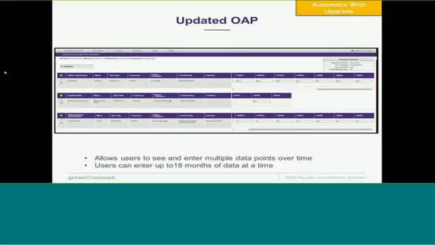The updated OAP allows clinicians and GetWellNetwork staff to easily enter up to 18 months of data at a time for any focus area. Instead of being constrained to a year-over-year view, the Outcomes Achievement Plan now allows clinicians and staff to easily compare data as it comes in. You can see that instead of having one field for prior year data and current year data, you now have a field for every month or every quarter, depending on how you track data, that you have data you'd like to enter into the OAP.